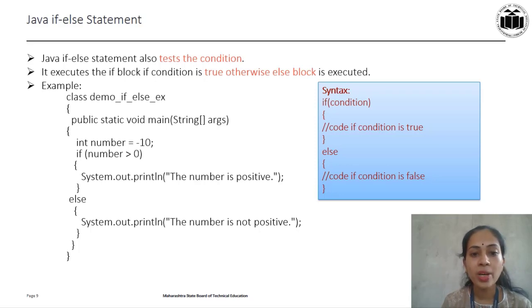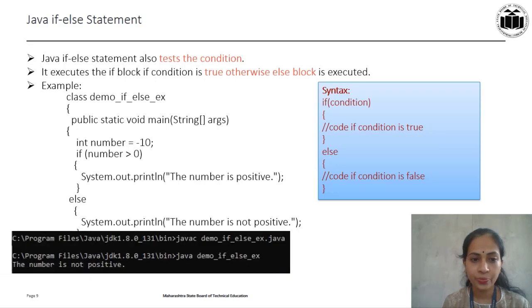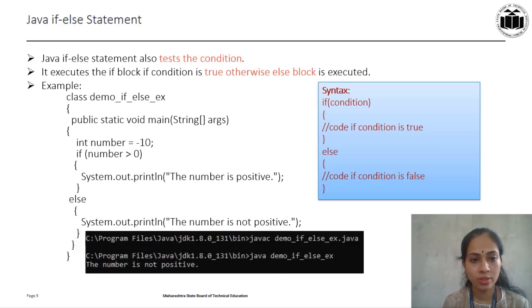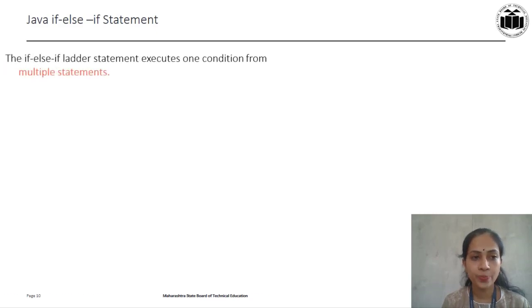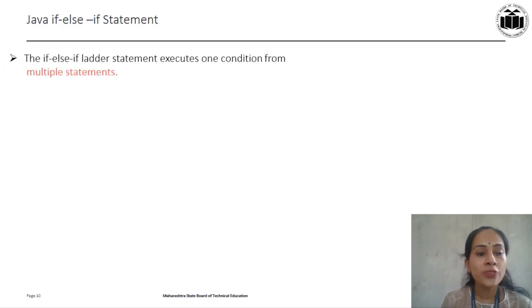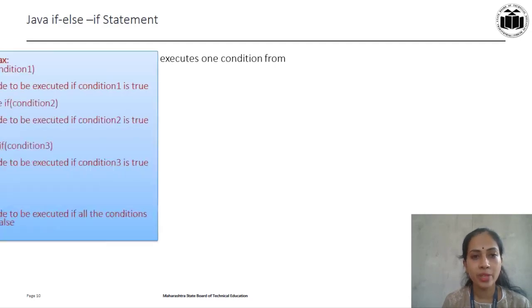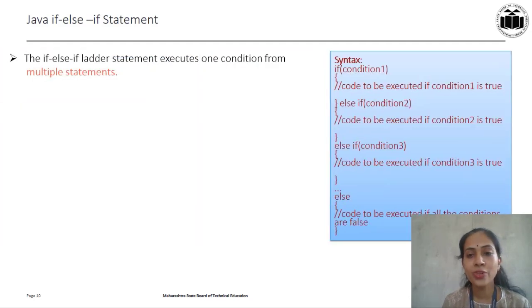Means the number is not positive. Here is the output. Third, if-else if ladder statement. The if-else if ladder statement executes one condition from multiple statements. Here is the syntax. If condition 1 is true, then the next block will be executed. Else if another condition is true, another block gets executed, like that.